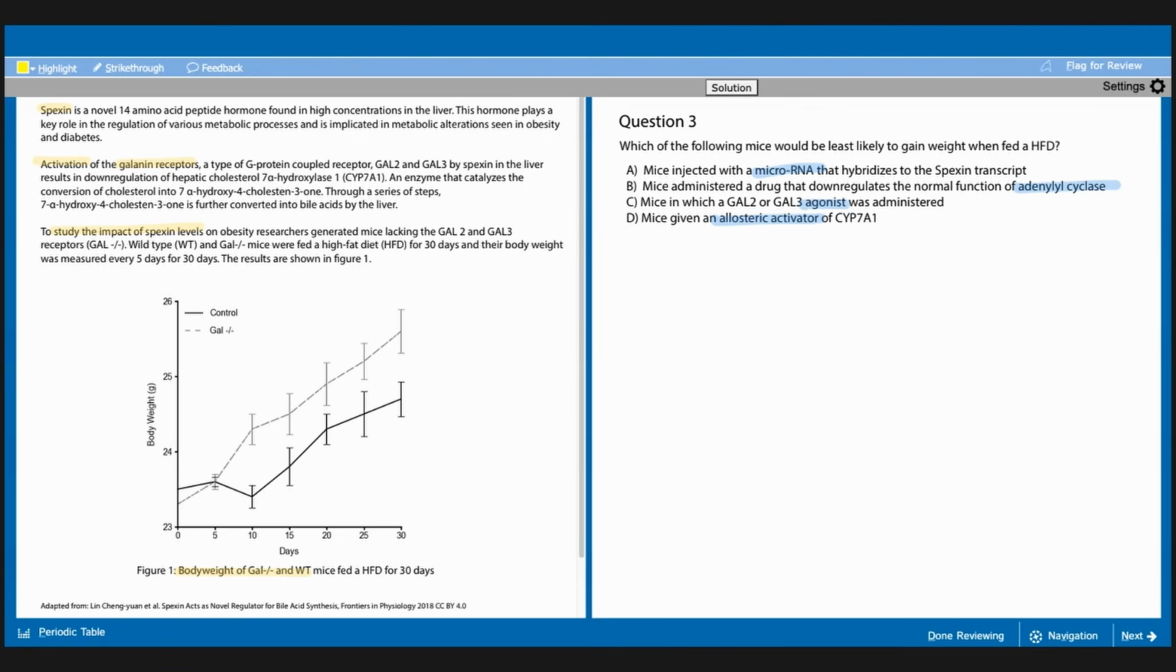There are a lot of keywords in this case, and we want to go ahead and just pick out as many as we can. For me, that would be high-fat diet, or HFD, spexin, the gal-2, gal-3 receptors, and CYP7A1.